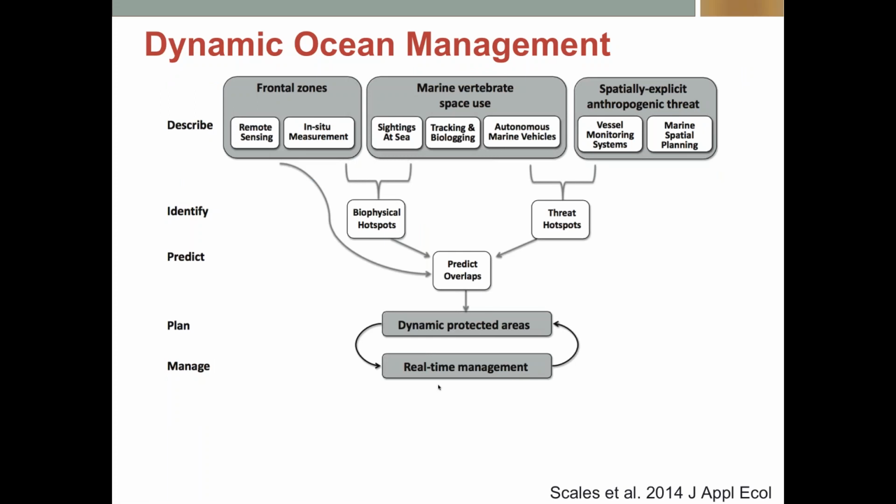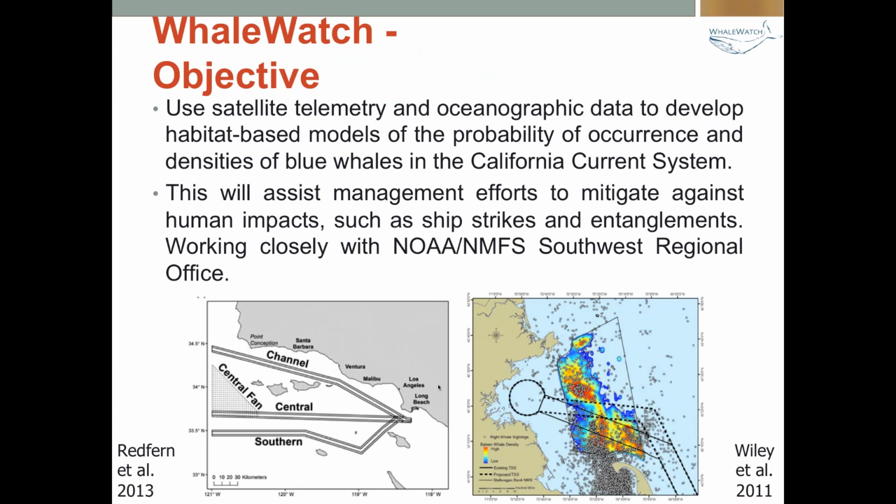So you can go ahead and click through again, Jameal. So the first example I'm going to talk about is a project called Whale Watch, and this was actually funded by NASA but was in direct collaboration with the California Current IEA. And the goal was to use satellite telemetry data in combination with oceanographic features to develop these habitat-based models of the probability of occurrence and also density of blue whales in the California Current system.